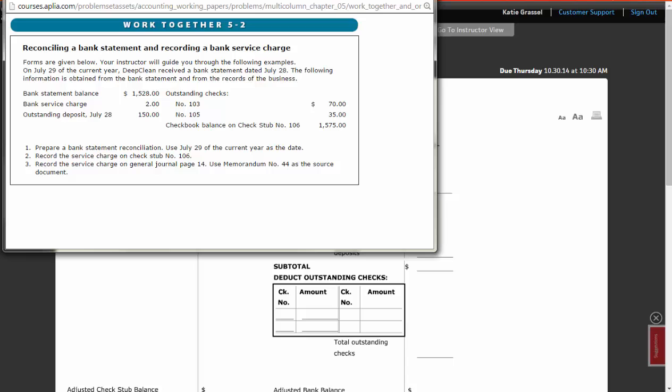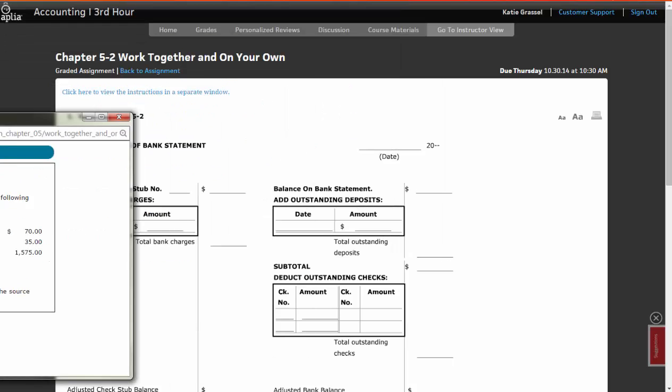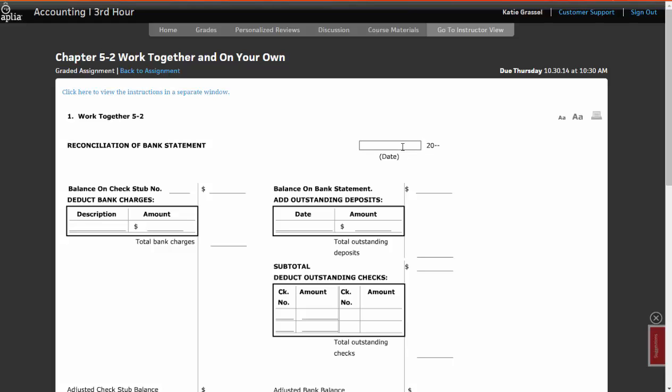The date it's printed or the date we receive it? The date we received it. So on the very top here, the date that we're going to put in is going to be July 29th. Many of you are going to get that wrong on the test.